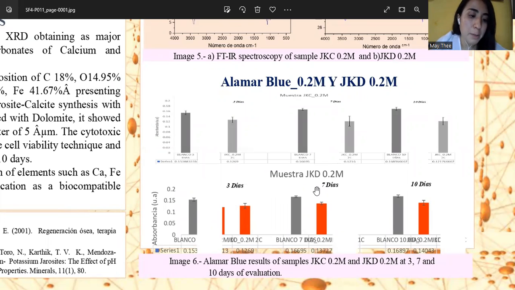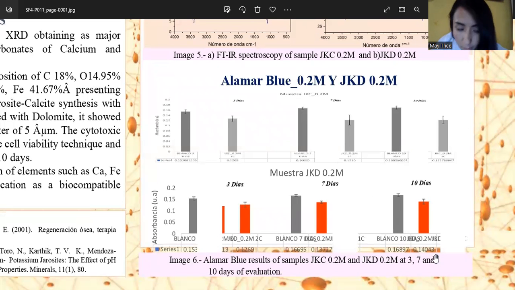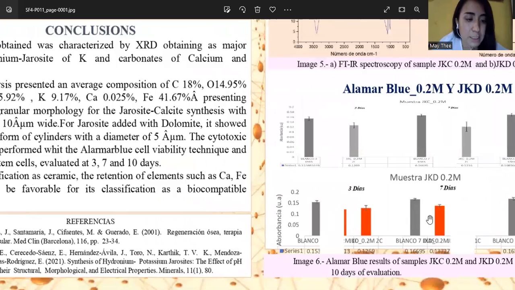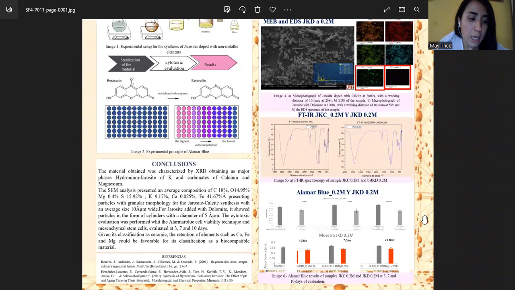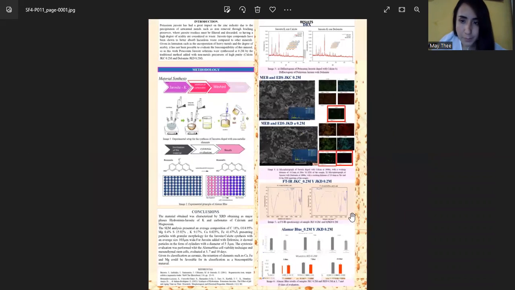The result of Alamar Blue showed an error of 0.01% at the 10 days for the JKD samples, and for the JKC samples 0.01%, such that the combination of natural and synthetic materials obtains good results by adding minerals such as calcium and magnesium in the structure of this mineral. Thank you.